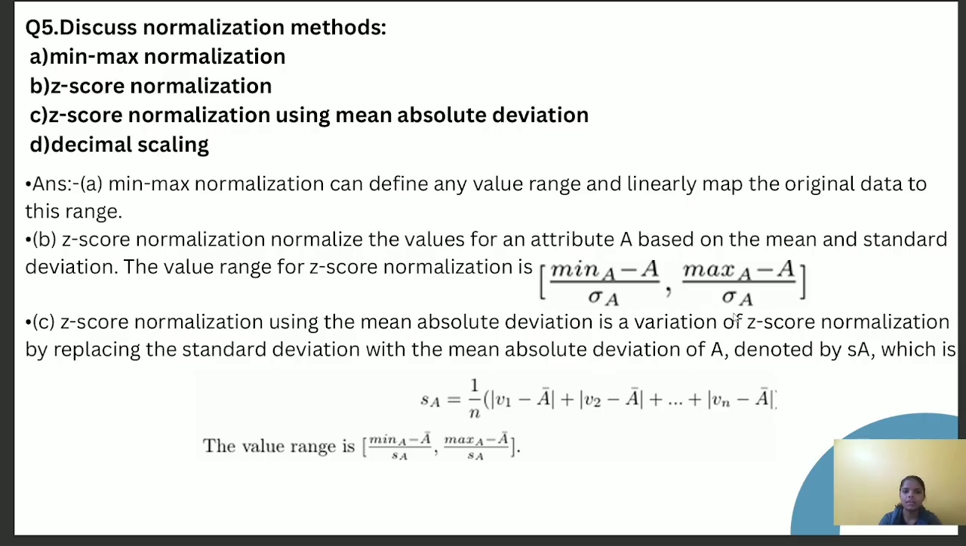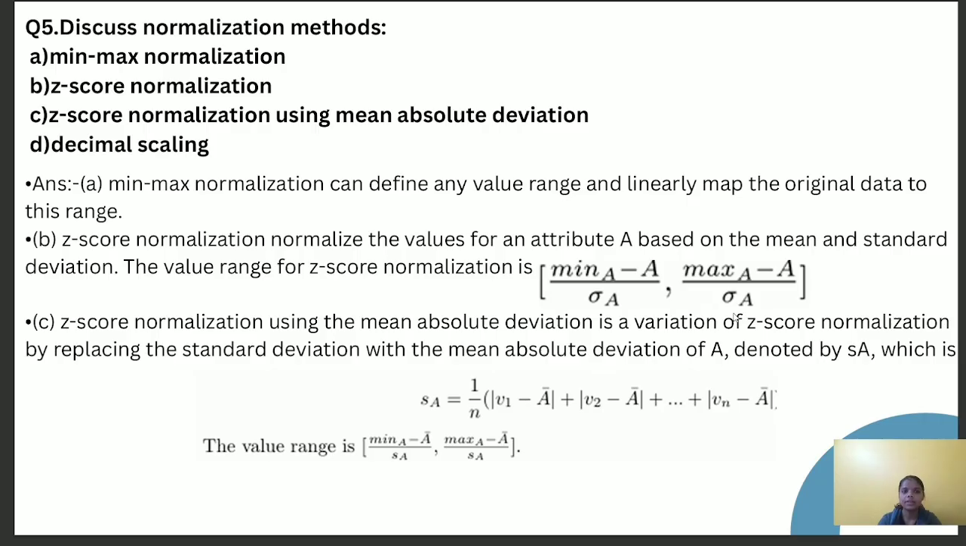We can define any value range and linearly map the original data to this range. To calculate the min-max normalization, our formula is (x minus min of x) upon (max of x minus min of x).